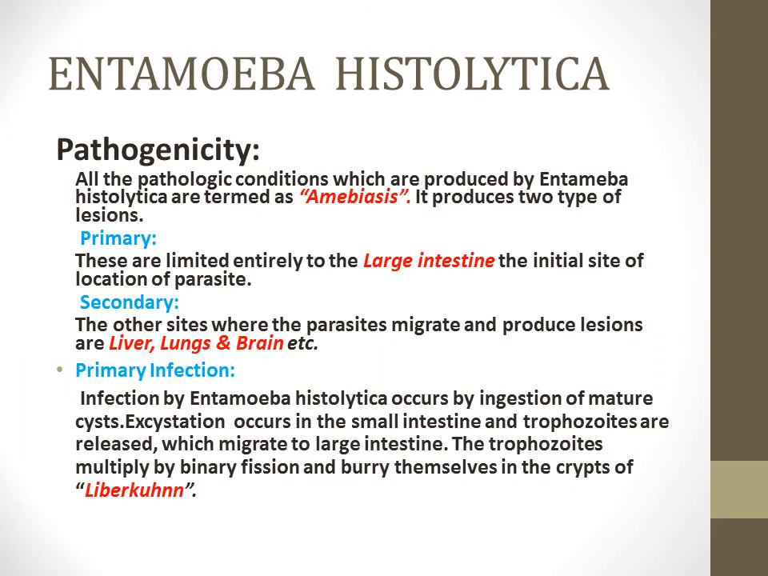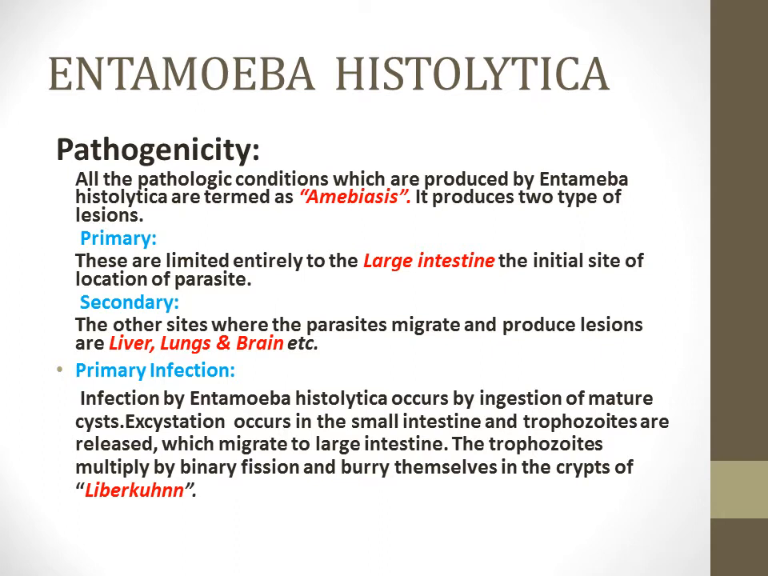Now the pathogenicity of Entamoeba histolytica. All the characteristic conditions that Entamoeba histolytica causes in the human body are referred to as amoebiasis. There are two types of lesions: the primary lesions, which primarily affect the intestine of the human, and the secondary lesions that infect the liver, lungs and brain.